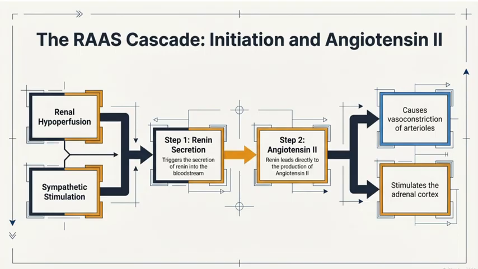This angiotensin 2 will do two critical things. First one is vasoconstriction. It increases the systemic vascular resistance. And second, it stimulates the adrenal cortex and releases aldosterone. Therefore, the net effect is raised blood pressure and restored perfusion.